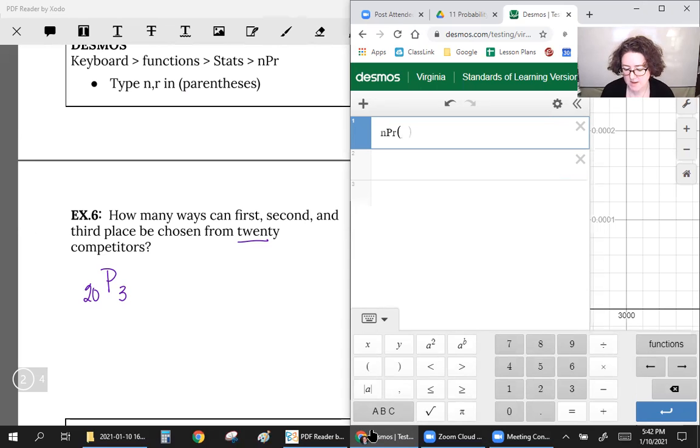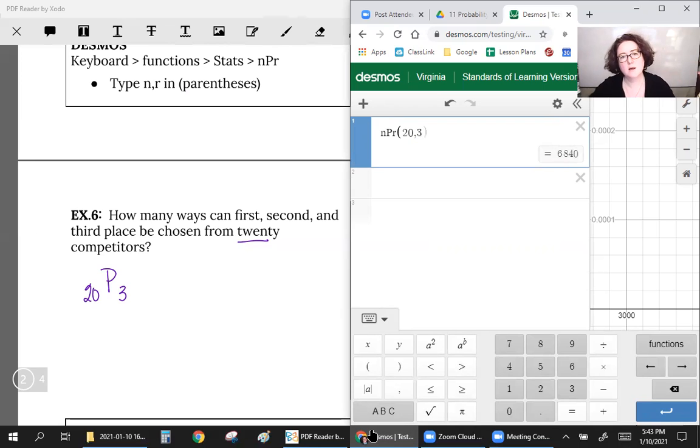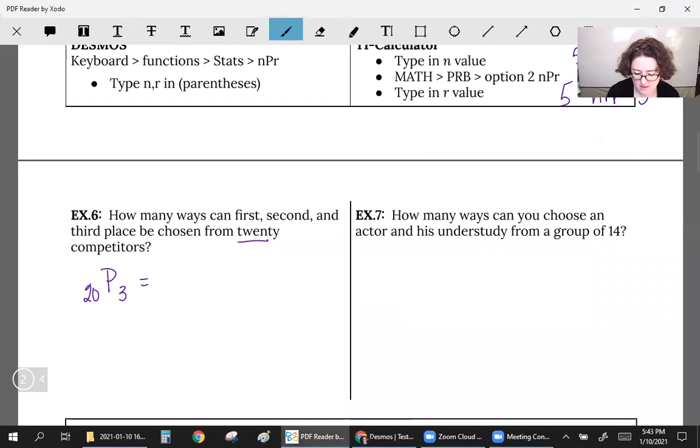So hit that button, and it has a set of parentheses, and you'll notice it actually popped up with a triangle as well because it's waiting for those values. And just type them in the order that they show up in the formula. So our N value, we want 20, comma, our R value, we want 3. So we're trying to make 3 possible choices out of 20 available options. And so we end up getting 6,840.